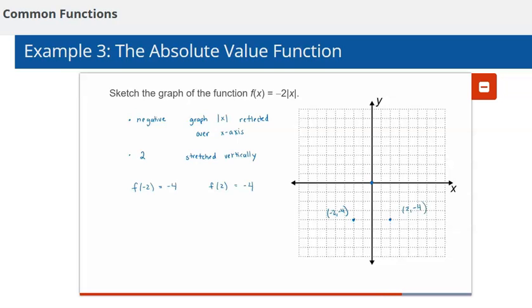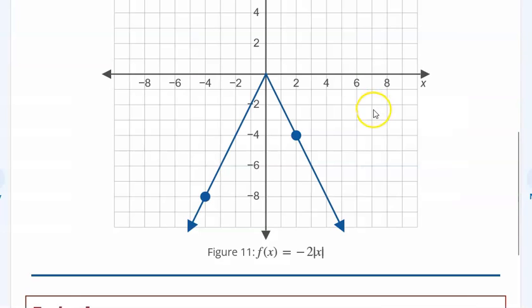So this graph will have the shape of an absolute value function that has been reflected over the x-axis and has been stretched vertically by 2. And again, there's the graph. And I'd like to review this item of stretching and shrinking.